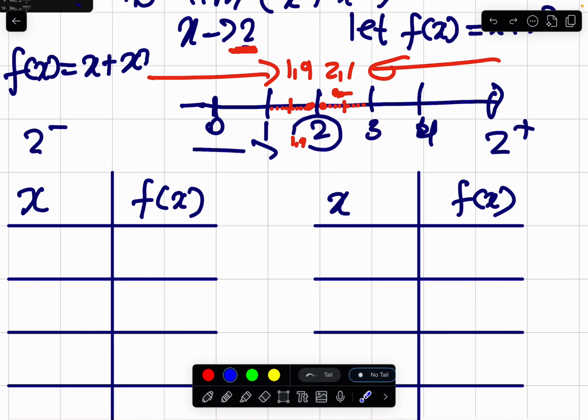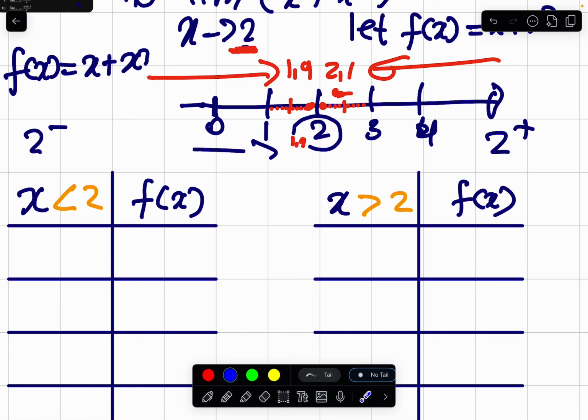These values of x are what? Are they less than 2 or greater than 2? The values of x on this side are less than 2. You put less than 2. This side are greater than 2, here from the right. When you are approaching from the right, we are approaching 2 from here to here. The values of x are greater than 2. So now let's start.